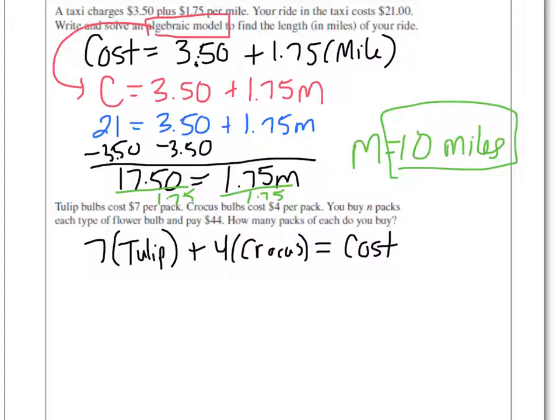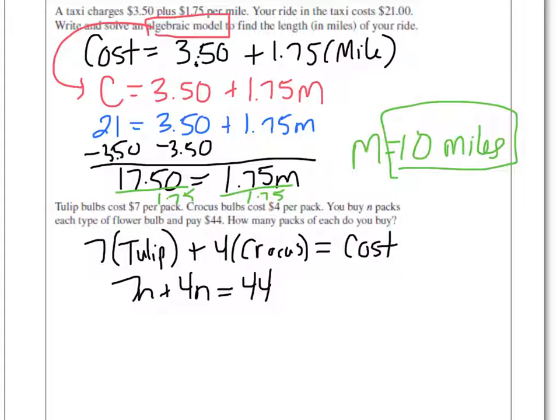So if I simplify this, do we know how many packs of tulips and how many packs of crocuses we bought? Yeah, it's n. So let's replace that word with n in both of these spots. So we're going to get 7n plus 4n. And what we know is it equals the total cost, which was $44. So this is our algebraic equation.